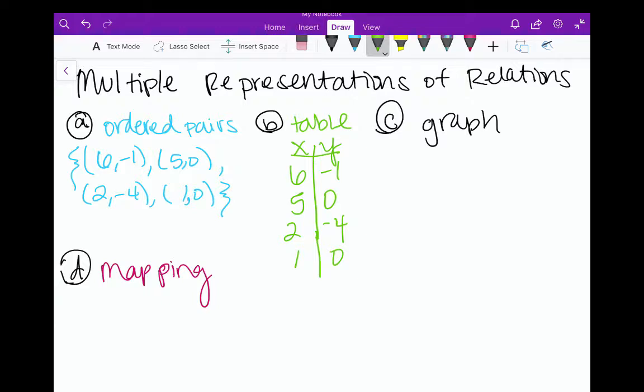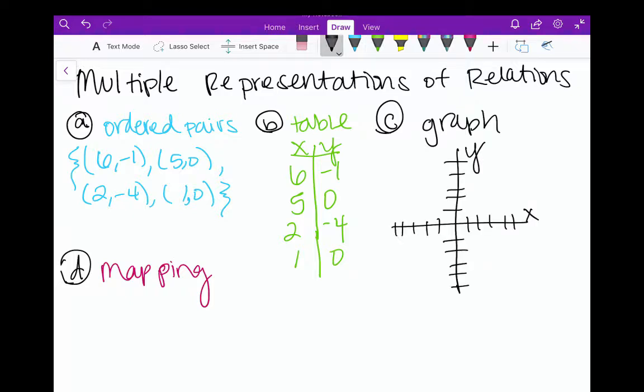I could also represent them on a graph. So I could plot these points on the graph. (6, -1) would be right about here. (5, 0) would be here. (2, -4) would be here. And (1, 0) would be here. So that is the relation represented on a graph.